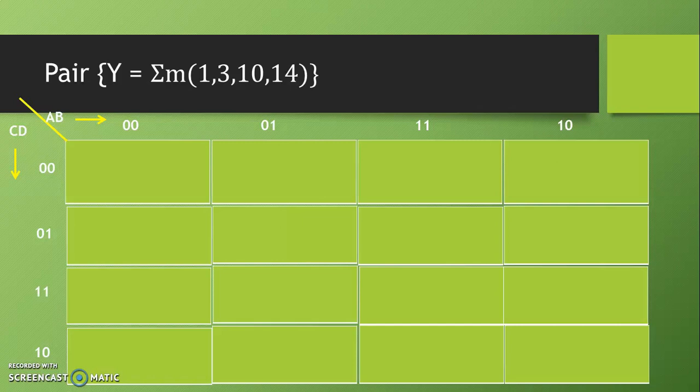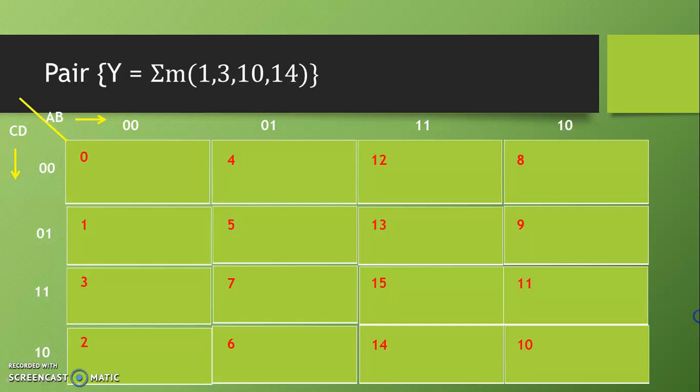Now we give a decimal equivalent number to each cell. It is 0, 1, 2, 3, 4, 5, 6, 7, 8, 9, 10, 11, 12, 13, 14 and 15. This we have studied in our previous lecture. Now the next step is to write 1 in the given minterms.